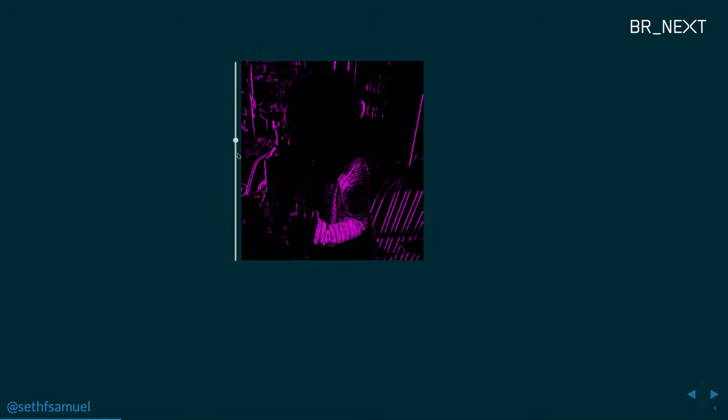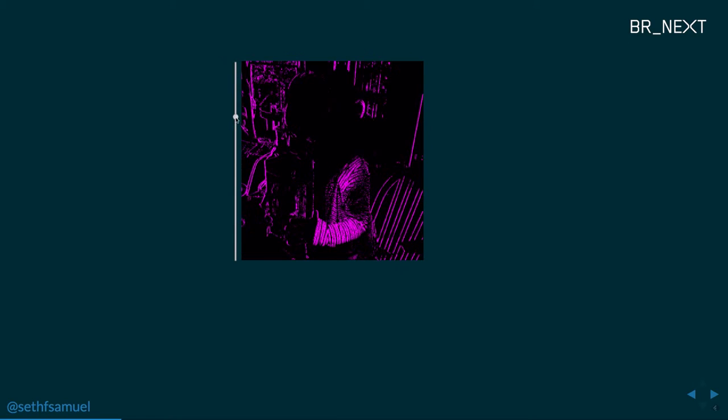And with this little slider over here, I can change that threshold. So we can either look for every tiny little thing that looks like it might be an edge, or we can be really strict and say we only want to find the strongest edges in the image. And we can do this in real time.